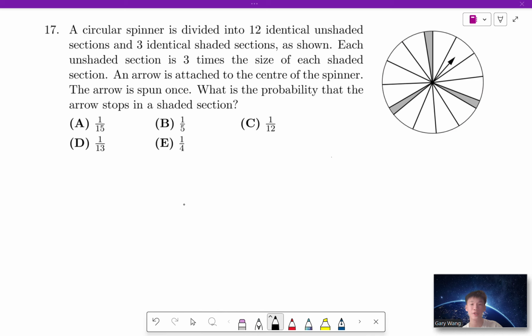An arrow is attached to the center of the spinner. The arrow is spun once. What is the probability that the arrow stops in a shaded section? As we know, the probability of an event equals all the favorable outcomes over all outcomes.